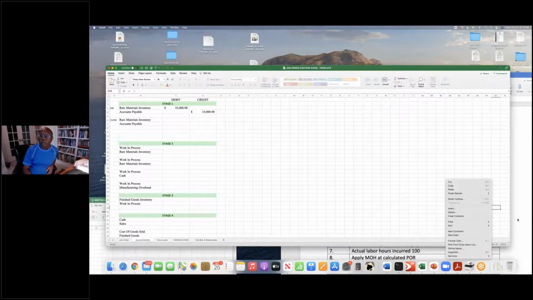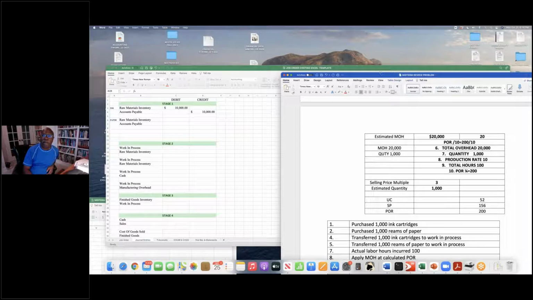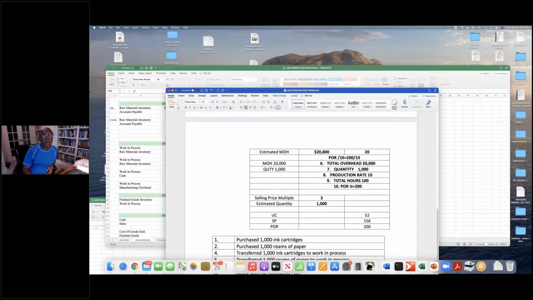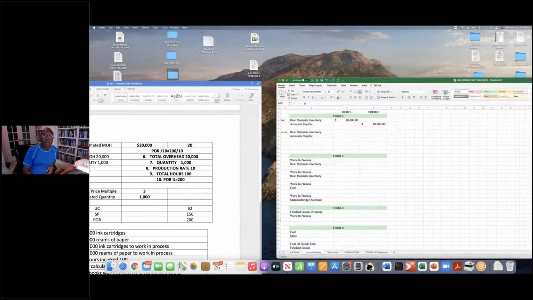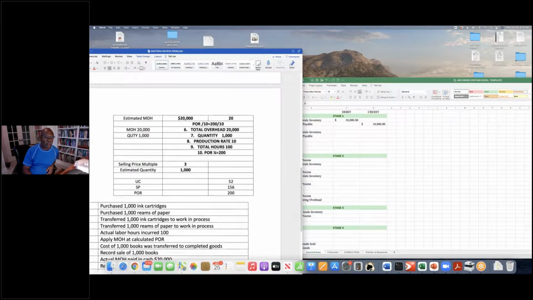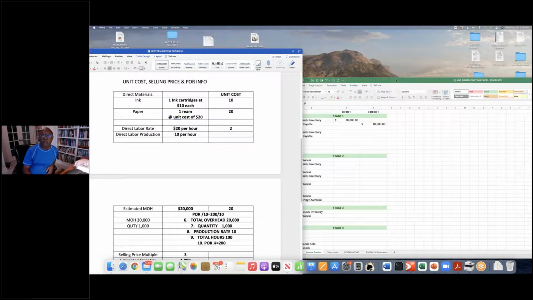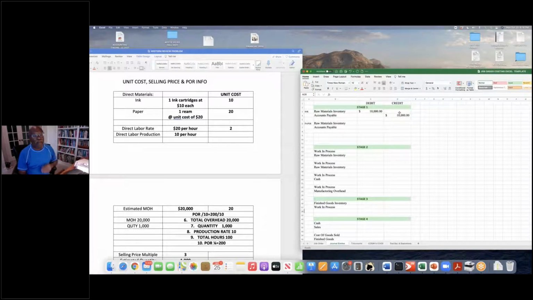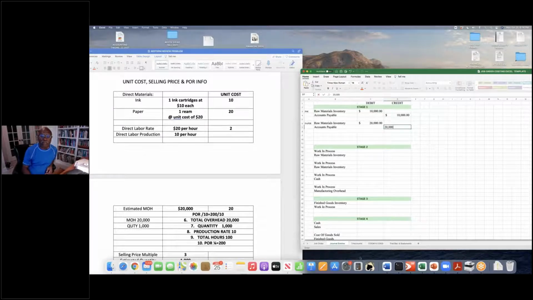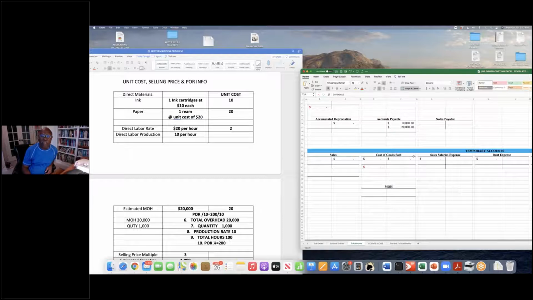Okay. What about for the paper? Multiply 1,000 times 20. So how much is that going to be? 20,000. So all we've done in this journal entry is buy the ink and the paper. And we'll go ahead and post it.